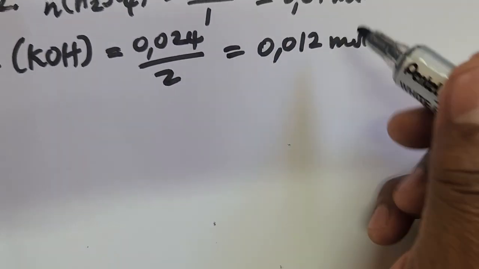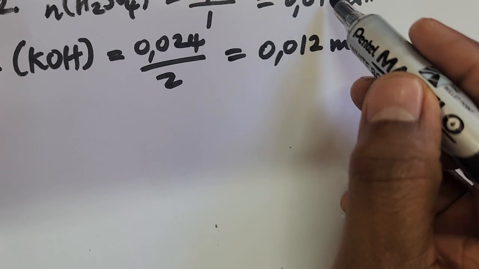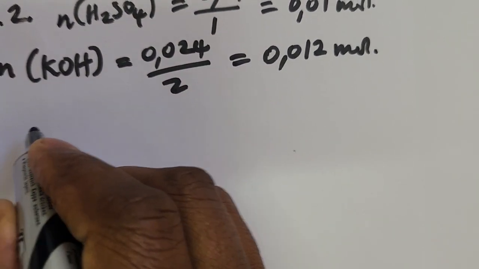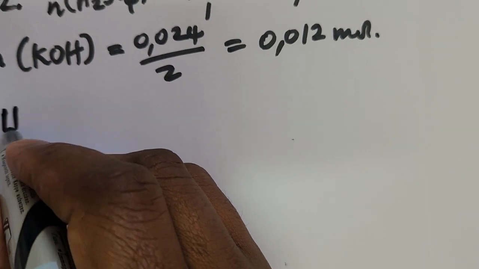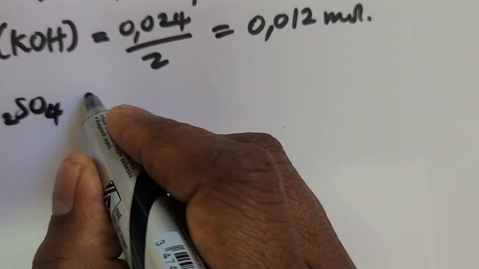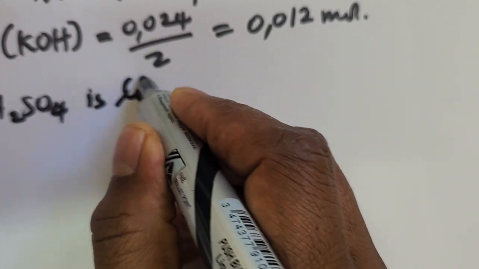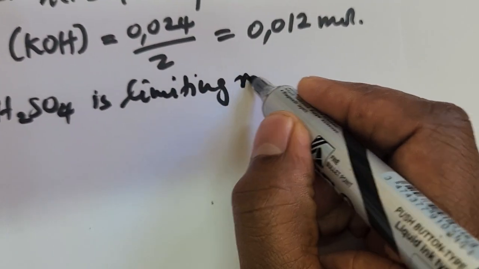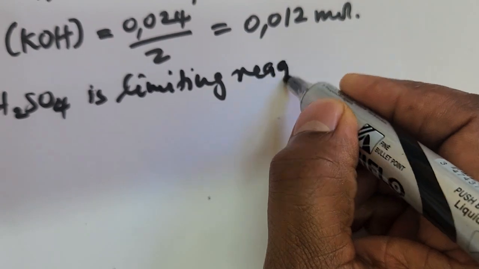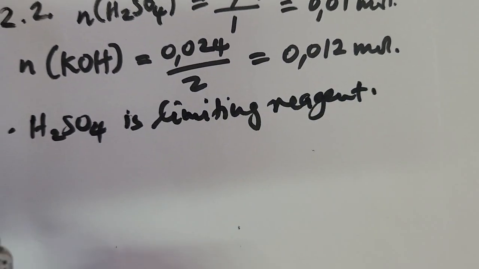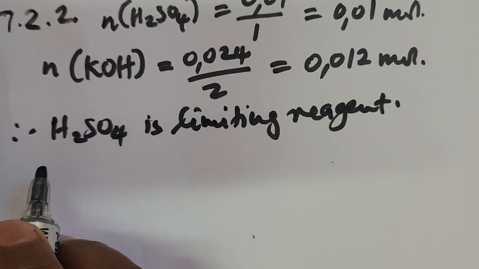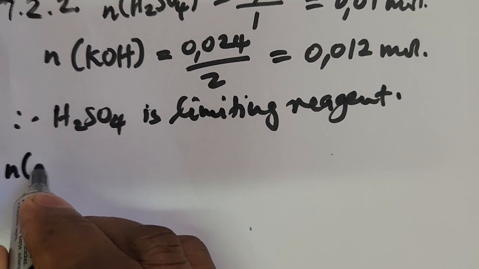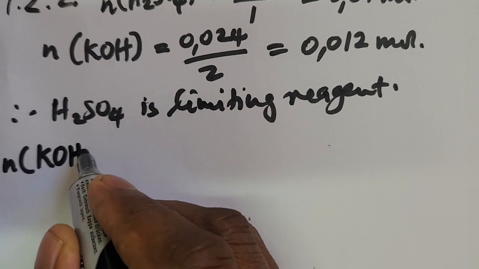Now we compare the two, 10 and 12, which one is smaller? Then we know that sulfuric acid is limiting. H2SO4 is limiting. It's a limiting reagent. Fine. If sulfuric acid is limiting, it means that potassium hydroxide is in excess. But by how many moles? Then let's calculate the excess moles.